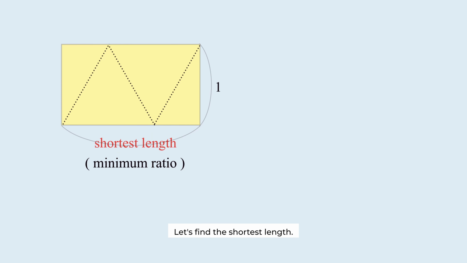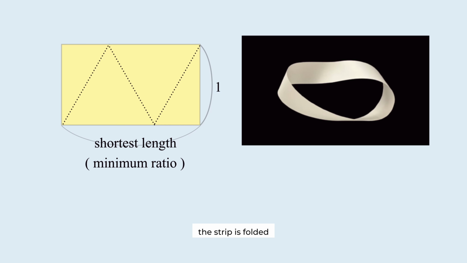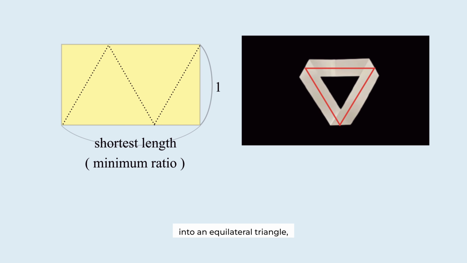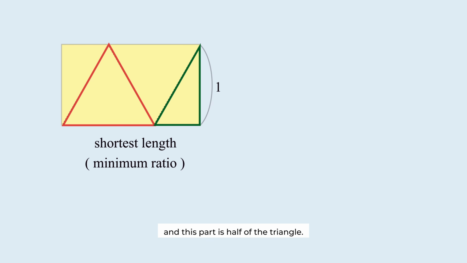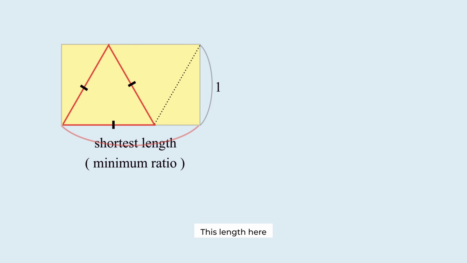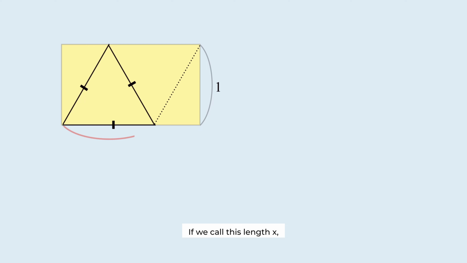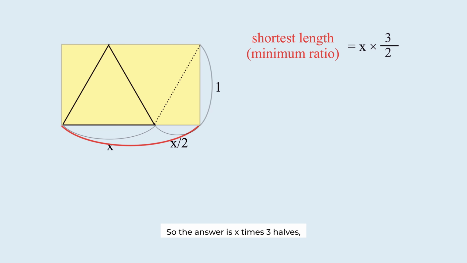Let's find the shortest length. The width is 1. Assuming that the strip is folded into an equilateral triangle, these angles are 60 degrees. Therefore, the remaining angle is also 60 degrees. The triangle is equilateral, and this part is half of the triangle. The lengths of the 3 sides are equal. This length here is what we are looking for. If we call this length x, this length is x over 2, so the answer is x times 3 halves.